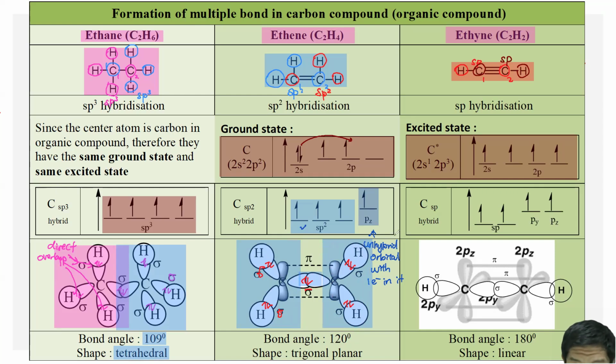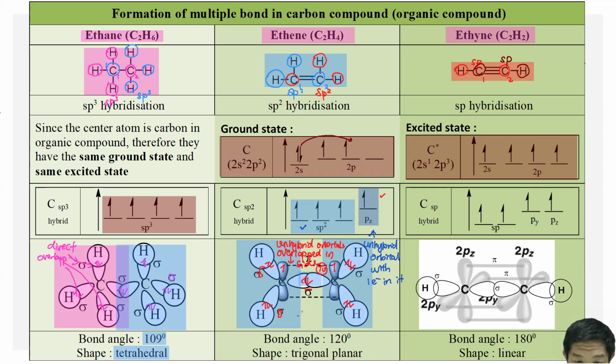Okay. Now don't forget we have the pz orbitals, which have one unhybridized electron here. So instead of direct overlapping, we have unhybridized orbitals. When they overlap, they will form a side lapping. This side lapping bond is also known as a pi bond. We call it a pi bond. And this is how the formation of the double bond is explained.